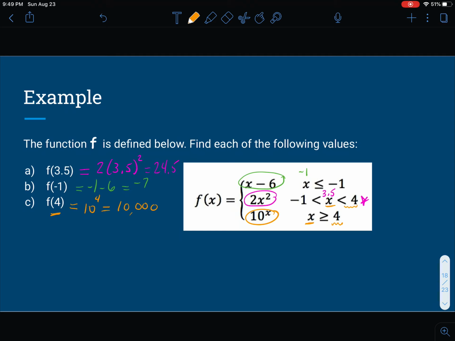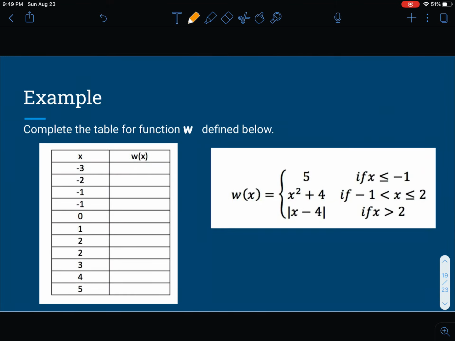Okay, so let's see here. One second. All right, let's take a look at this one.